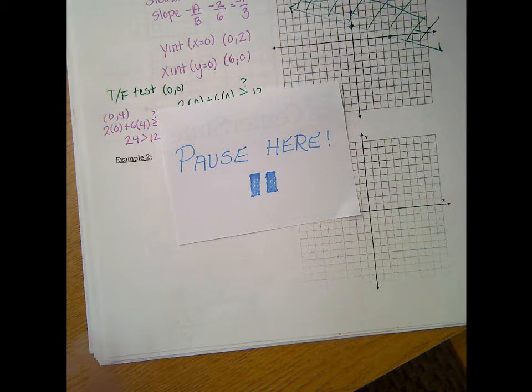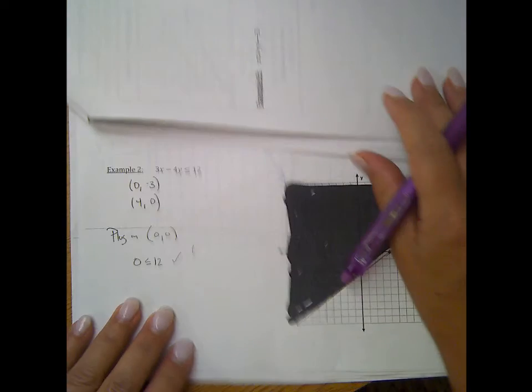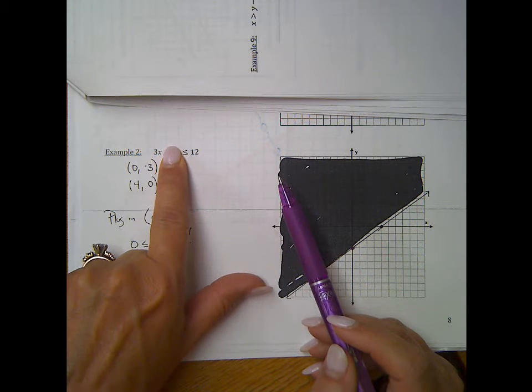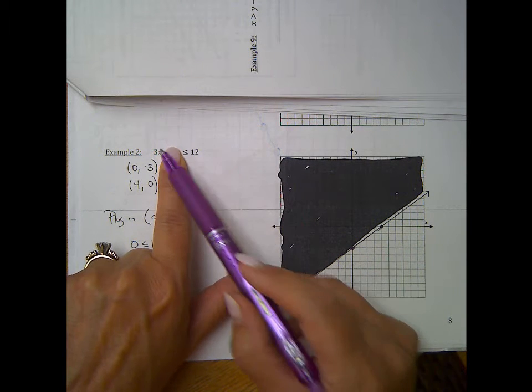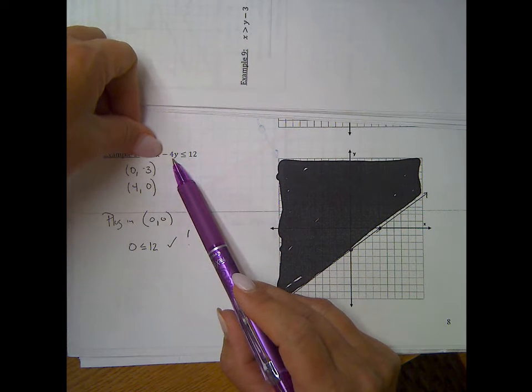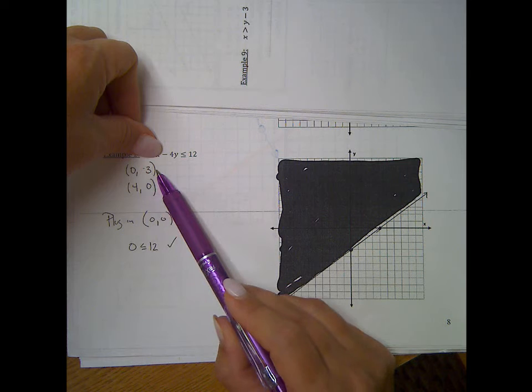So for example number 2, here is your line. Our x-intercept came out to be 4 by covering up. 3x equals 12, so x equals 4, (4, 0). Our y-intercept, if I cover up the x, I get negative 3 for the y-intercept.